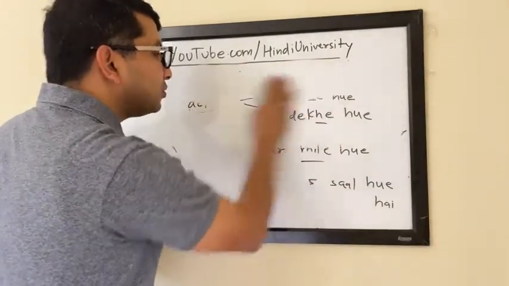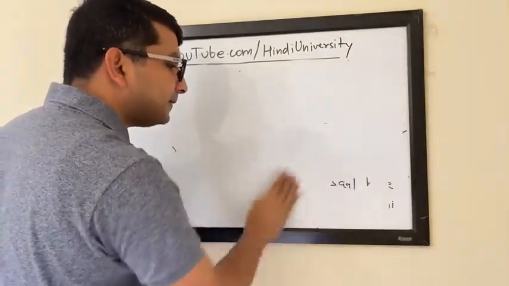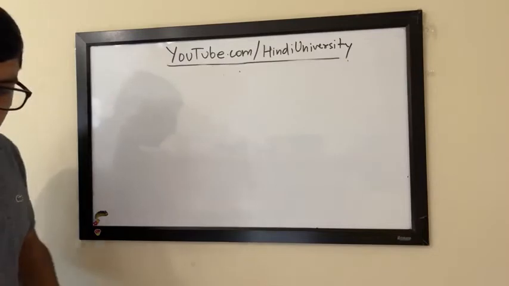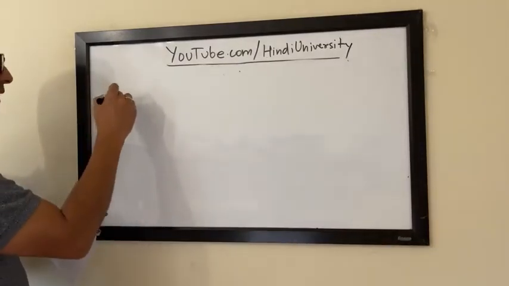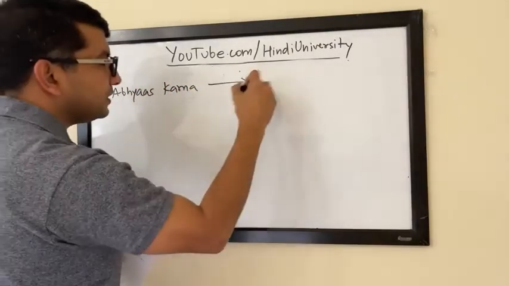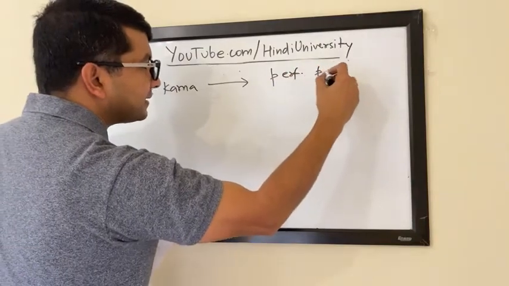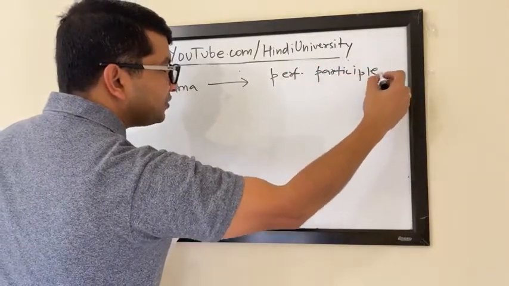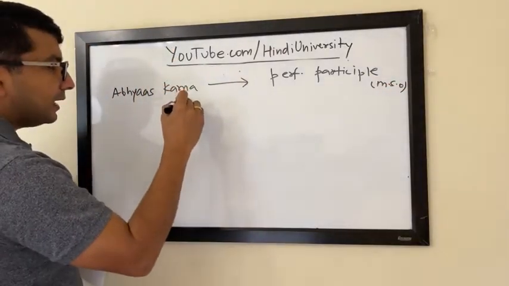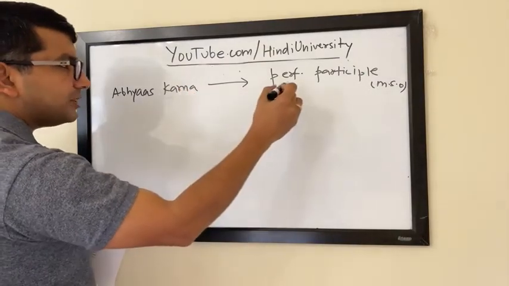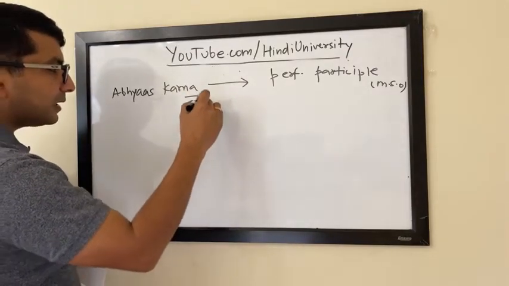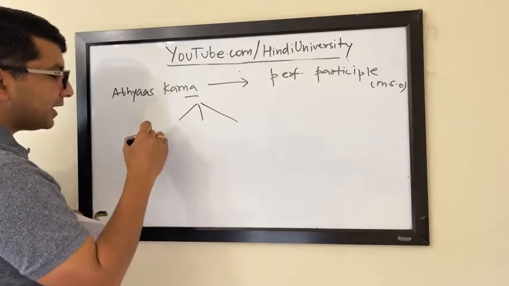Okay, so one thing we learned was imperfective participle. Now you learned about take any verb. Okay, all the verbs that we did. So we did abhyas karna, right? Now we have to change into the perfective participle and then change into masculine singular oblique. Okay, now here's the tricky part. You have to know how to change the verb into the past form. Okay, so for abhyas karna it becomes abhyas kiya.